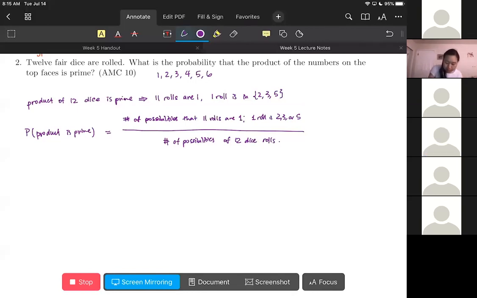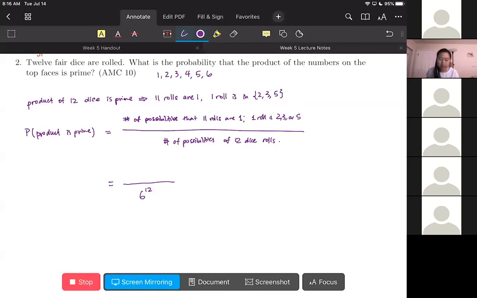Cool. So let's count the bottom first. How many total different ways can I roll 12 dice? 6 to the power of 12. Right, yeah. So it's going to be 6 to the power of 12. You can think about this as I'm rolling 12 different dice, and then for each one, I can have 6 possibilities.